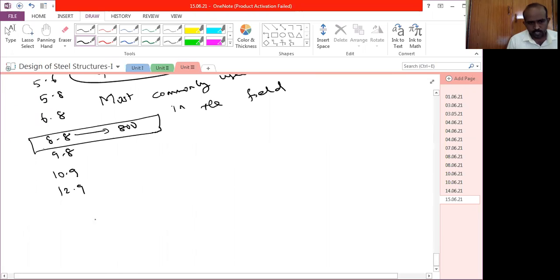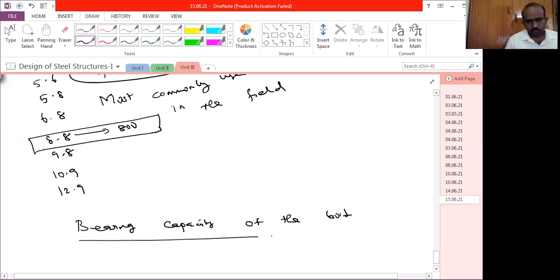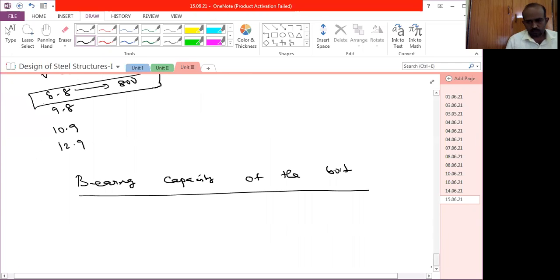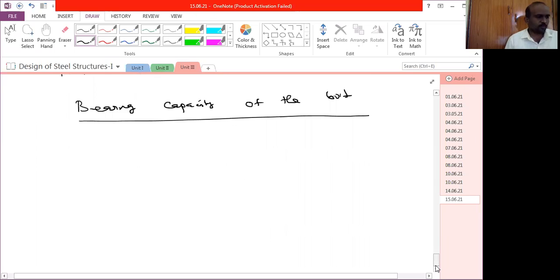Anyone? Bearing capacity of the bolt. Bearing capacity, that also we'll try to calculate. So for that, what is the formula that needs to be used? Already we know Vdpb. Okay. Vdpb is equal to Vdpb.